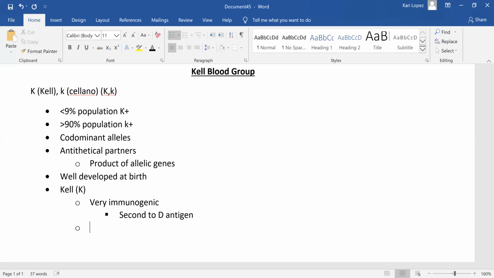So your Kell is second to D, immunogenicity wise. It's not in the same system, so it's not the same in that aspect. They don't go together. But immunogenicity wise, Kell is second. So D's most immunogenic and Kell's second most immunogenic.